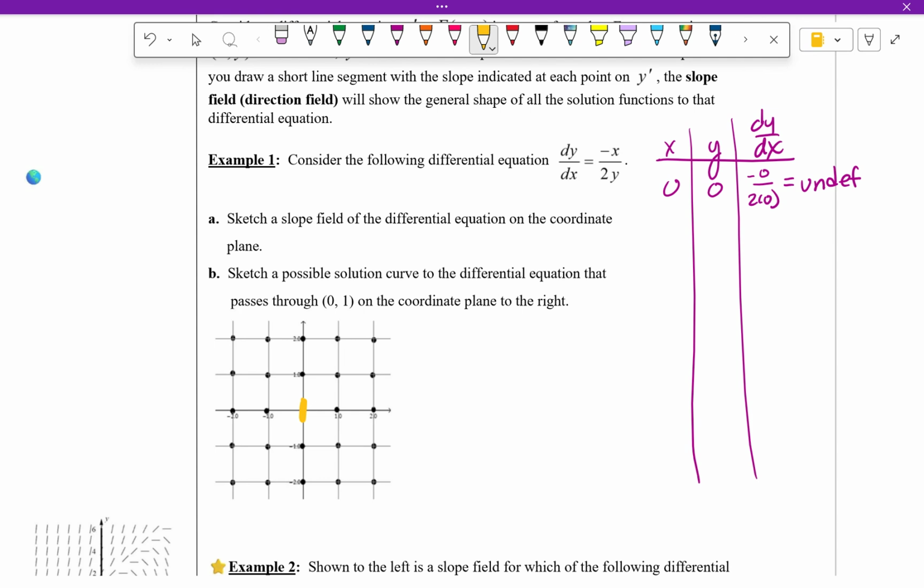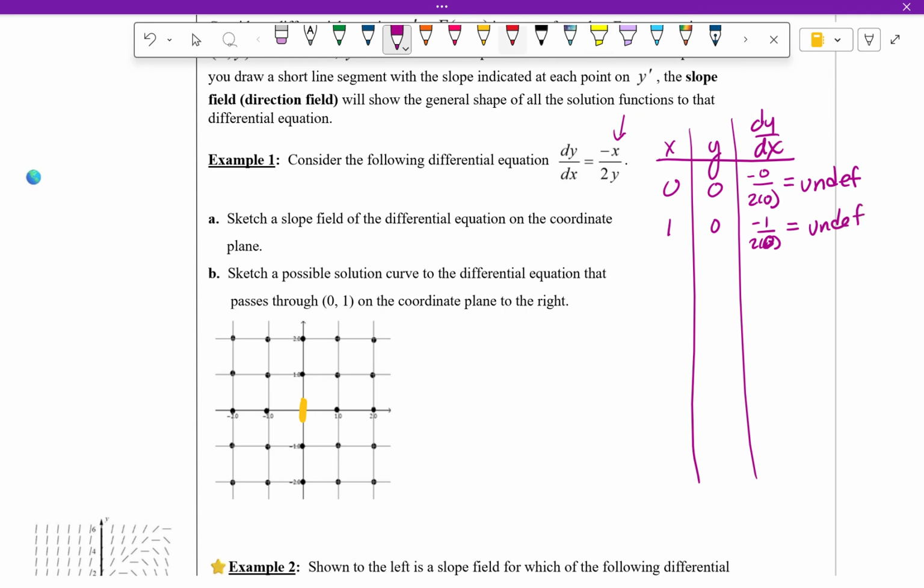Okay. All right. I'm going to see if I can come up with a pattern, because when I come up with a pattern, I don't have to do all the points, right? Okay, so I'm going to go horizontally and see what happens. So I'm going to choose the point out 1, up 0. So that would give me, I'm plugging into this differential right here, negative 1 for x, 0 for y. What's going to happen? It's undefined again.